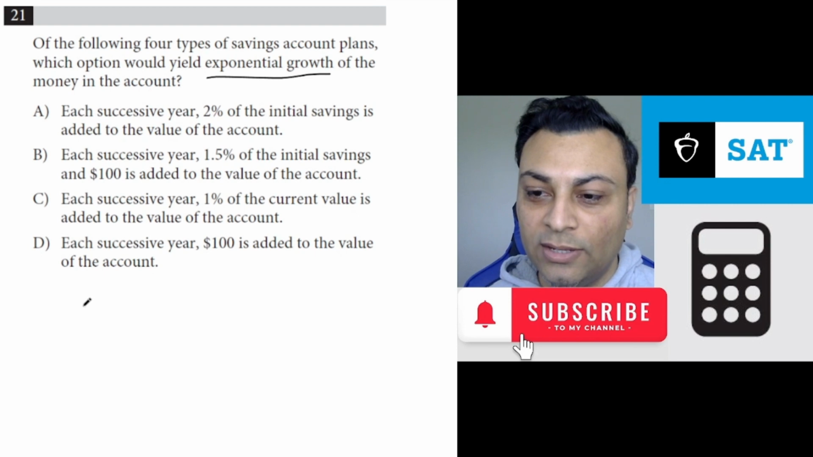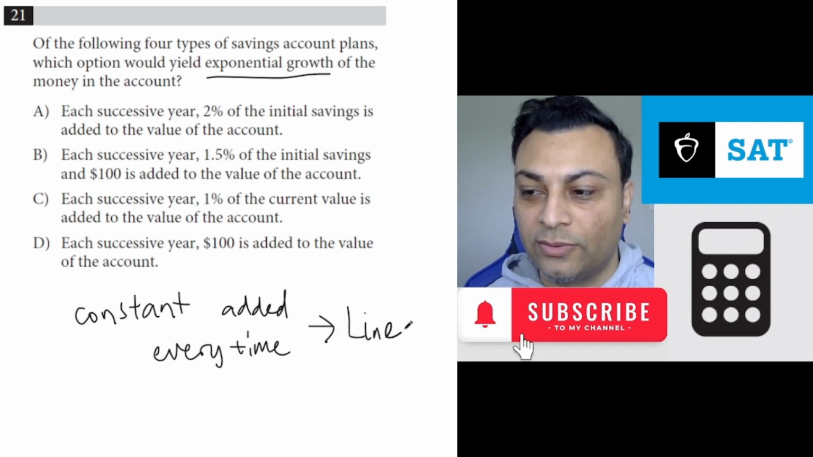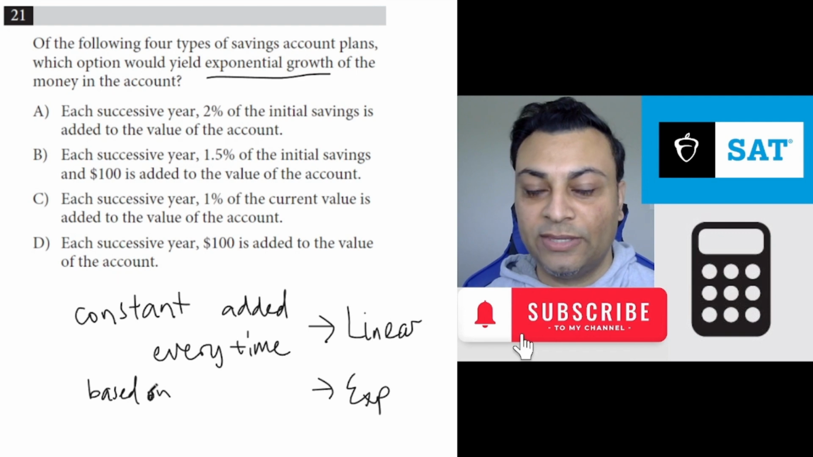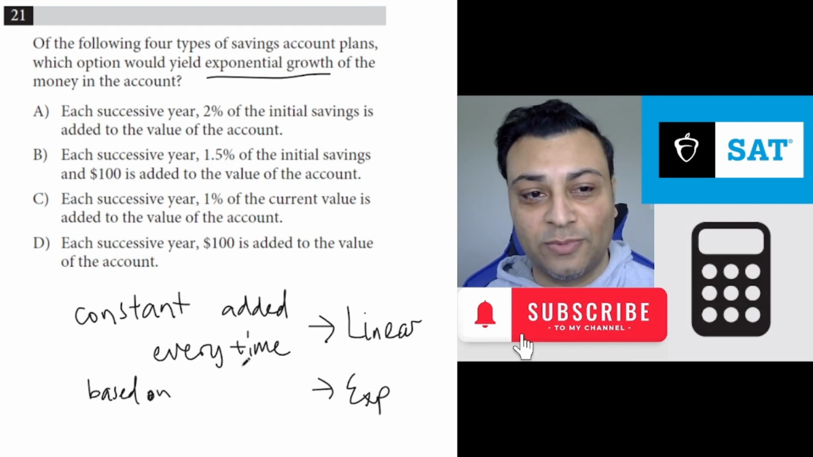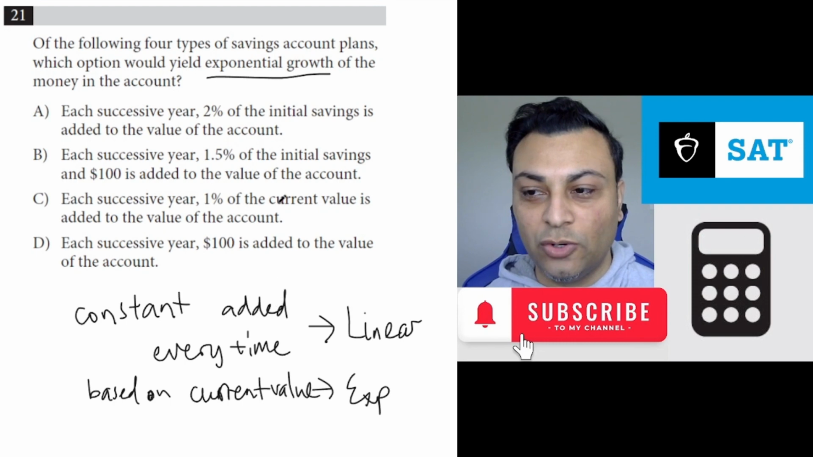So, if you have a constant amount added every time, the same amount added every time, this would be called linear. So linear growth. And then exponential growth is based on the latest value of the account. As the account grows, you look at how big the account is, and based on that determines the next growth. So it's based on current value at any given time. And C is the only one that does that.